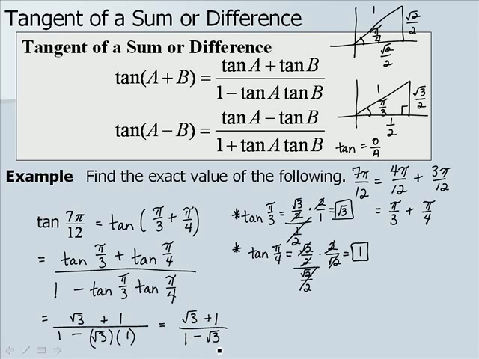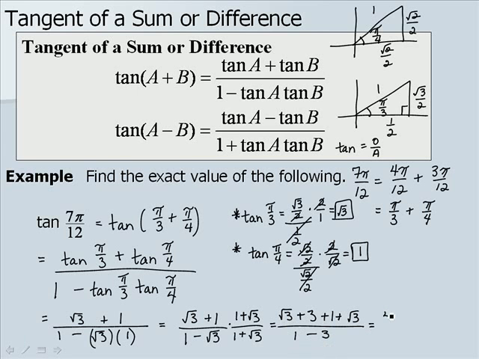Now we want to rationalize this denominator, so we're going to multiply the top and the bottom by 1 minus the square root of 3. Excuse me, 1 plus the square root of 3. Now when we do this, in the numerator we'll get the square root of 3 plus 3 plus 1 plus square root of 3, and in the denominator we'll get 1 minus 3.